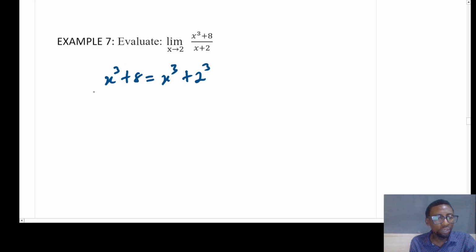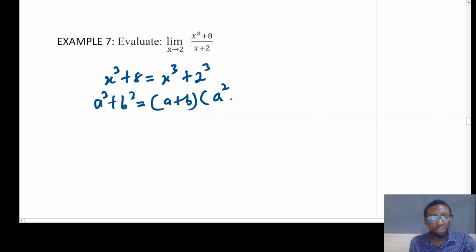Let's give the formula. So we have a cubed plus b cubed. The formula is a plus b, bracket a squared. If you have plus there, you have plus there. Then this will be the opposite sign, minus ab. This is always plus, plus b squared. This one is called sum of 2 cubed.